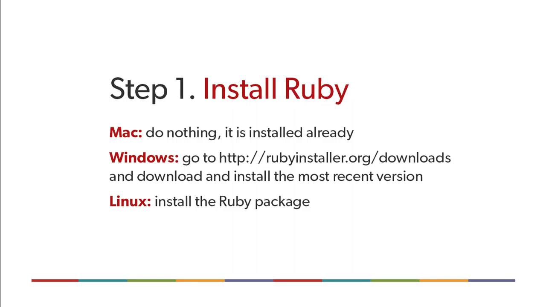So if you're on a Mac, you don't need to do anything. You already have Ruby installed with your operating system. If you're on Windows, you need to go to rubyinstaller.org/downloads and download the most recent version of the installer and follow the steps. I will demonstrate that process in a moment. And then if you have Linux, you just need to install the Ruby package.